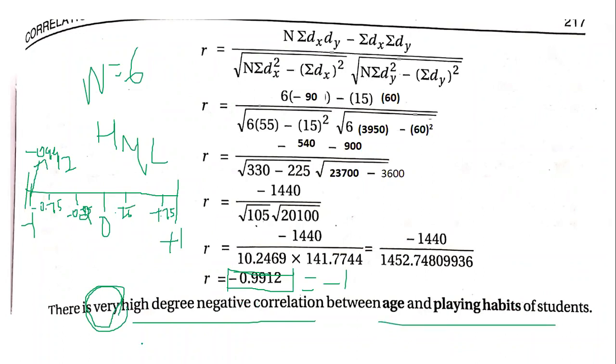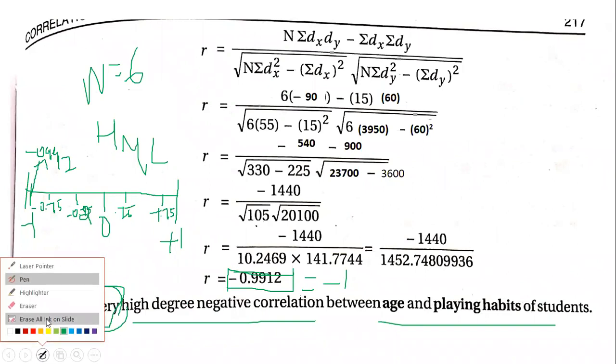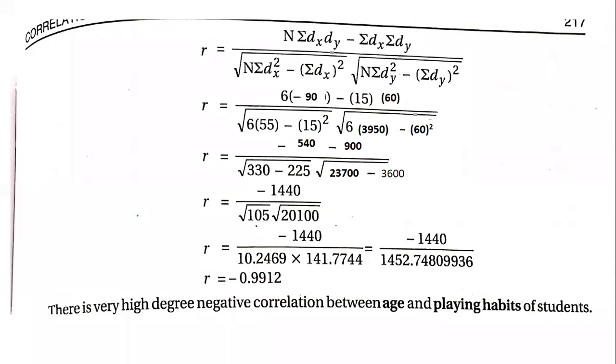And do not forget to write the factors. Between what and what are you finding the correlation? Between x and y. Okay. If the x and y has a name, write that name. Here, the correlation was calculated between age and playing habits of students or regular players. Or if there is no name given, just write it is between x and y variables. Understood? Any doubts in this problem? Everybody understood the conclusion part?